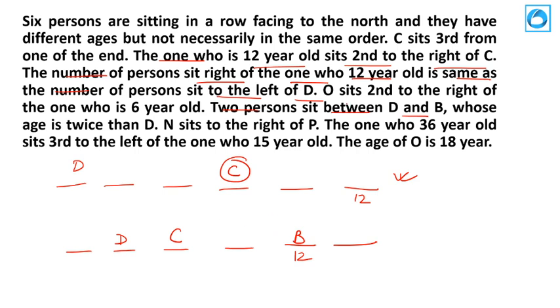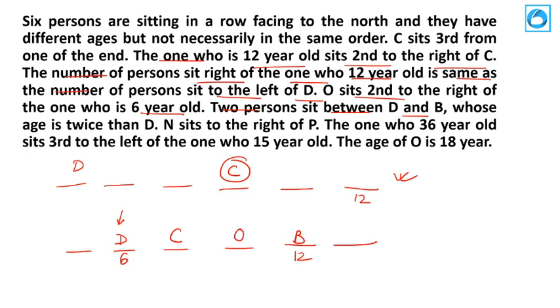So two persons between D and B, whose age is twice that of D, right? So B is 12 years old, he is twice as old as D, that means D will be 6 years old, right? Now O sits second to the right of 6 years old, so we know that everybody is of different age, that means D is 6 years old, so O will be here, right?